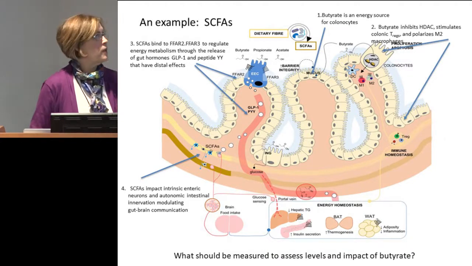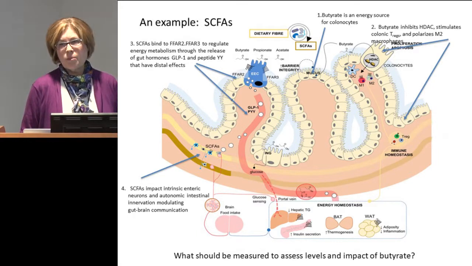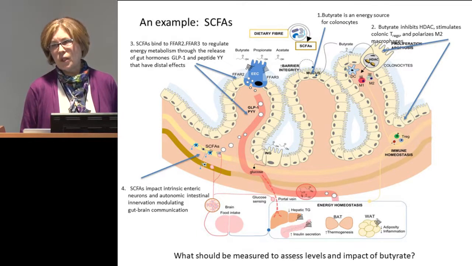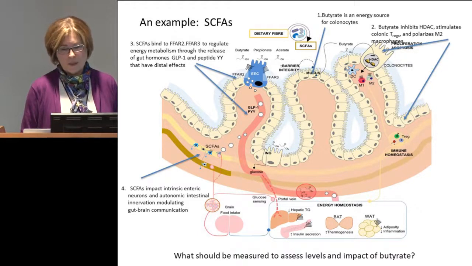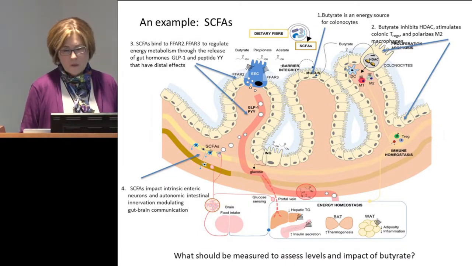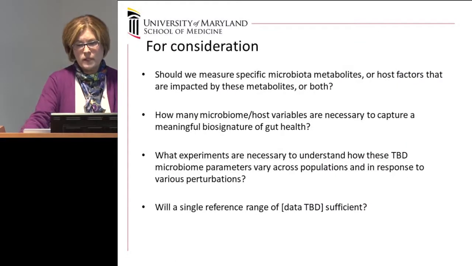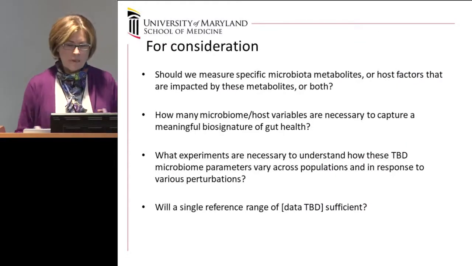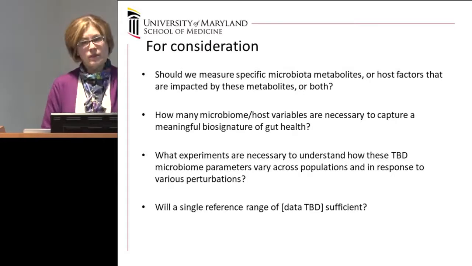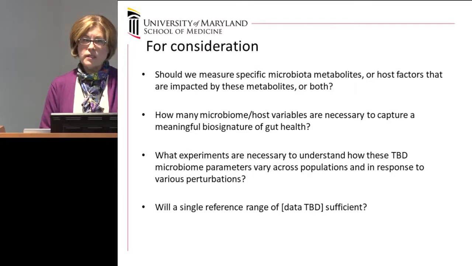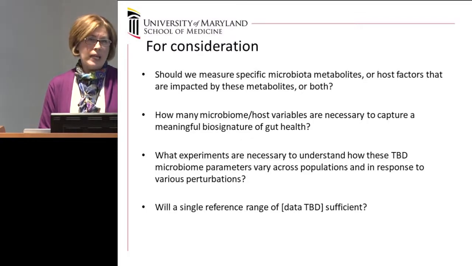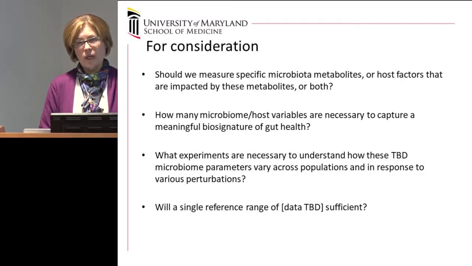But the point of this really more is that here are examples of a metabolite that I think we would all agree is important, and yet I think we struggle with what do we measure. So I would then put forward for consideration for some of our discussion today some questions. Should we measure specific microbiota metabolites, or instead should we measure host factors that are impacted by these metabolites, or should we measure both? How many microbiome and/or host variables will be necessary to capture a meaningful biosignature of gut health?